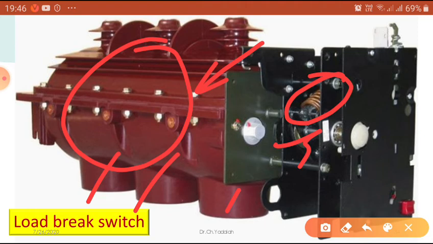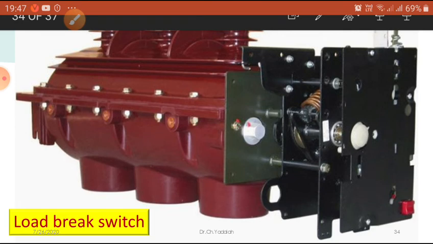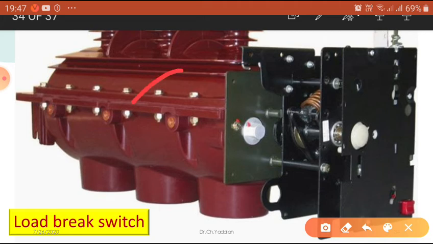Before that, what are the applications of this load break switch? The main application of this switch is to de-energize or energize a circuit. Generally, this type of switch is used for interrupting two dangerous currents. One is the transformer inrush current, that is magnetic current. Another is the line charging current, capacitor current. Both of these dangerous currents can be easily handled by our load break switch. That is one thing you have to remember.